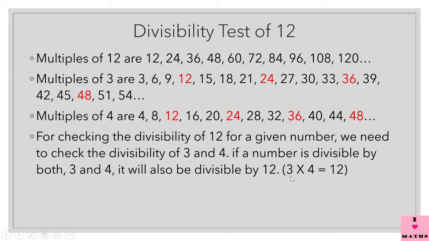Now 2 sixes are also 12. But 2 and 6 both are multiples of 2. They are not co-prime numbers. So children, we will see only the divisibility tests of 3 and 4. For checking the divisibility of 12 for a given number, we need to check the divisibility of 3 and 4. If a number is divisible by both 3 and 4, it will also be divisible by 12.